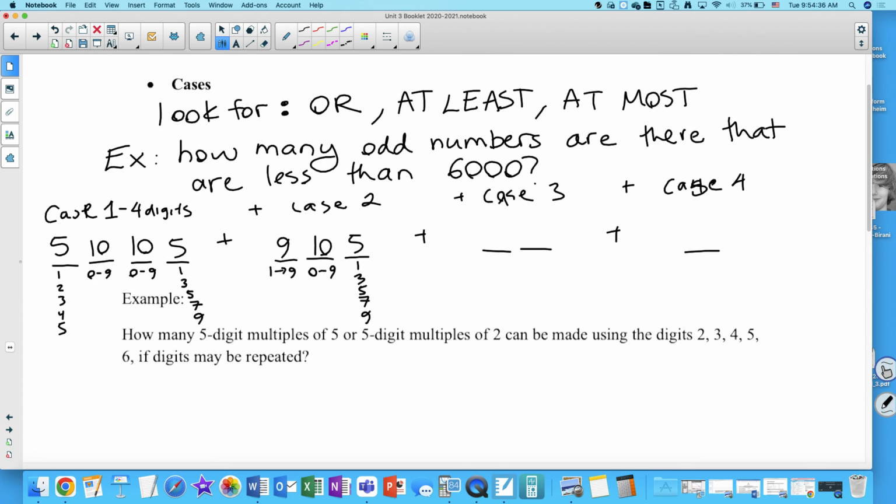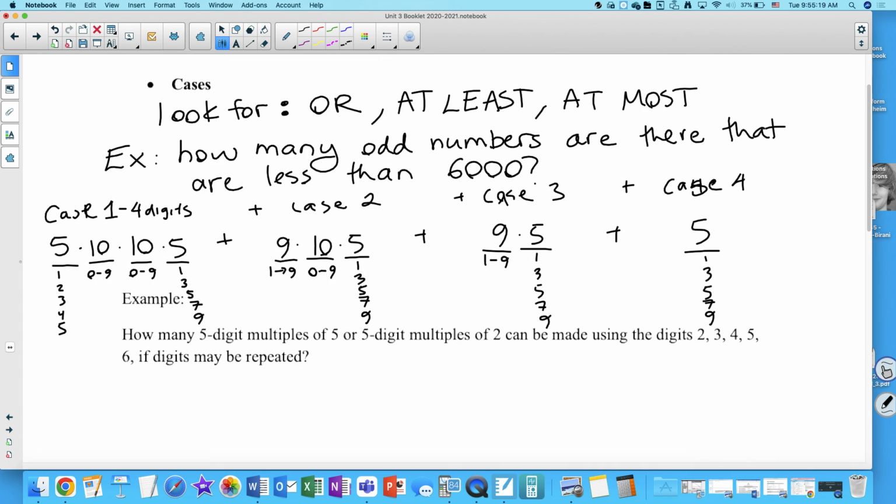Third possibility, 2-digit number. So again, there's 5 options here because it has to be odd. How many options do I have for the first number? 9, 1 to 9. And then finally, for the 1-digit possibility, there's 5 because it has to be odd. Okay, so these all get multiplied together. And then we have to add them because essentially we are going to have one of the following situations: 4 digits or 3 digits or 2 digits or 1 digit. So we would calculate all of these.